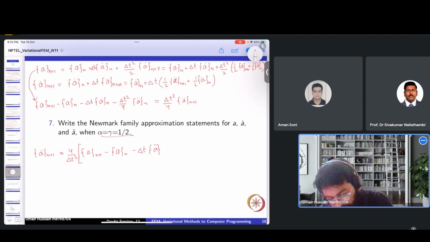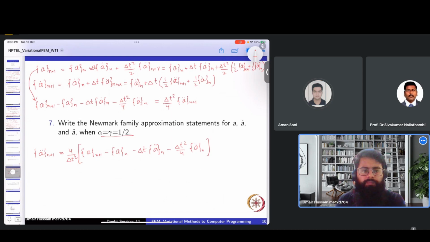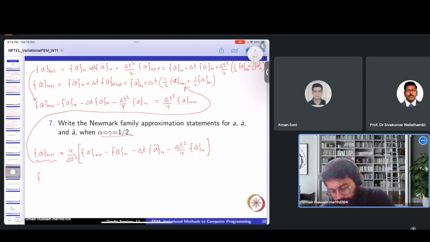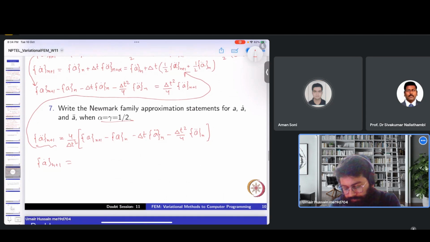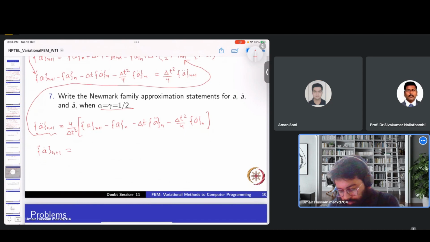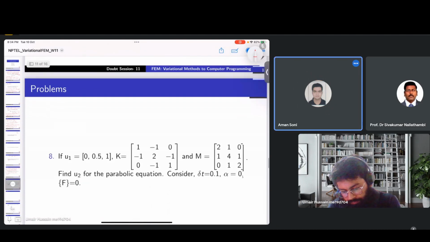So this would be the approximation for a double dot n plus 1, and if we substitute the value from here to here, we'll get our a dot n plus 1. In the class, this was the direct expression written in terms of different coefficients beta 1, beta 2, beta 3. So we can substitute alpha and gamma equals half there and get that directly. You can try this.